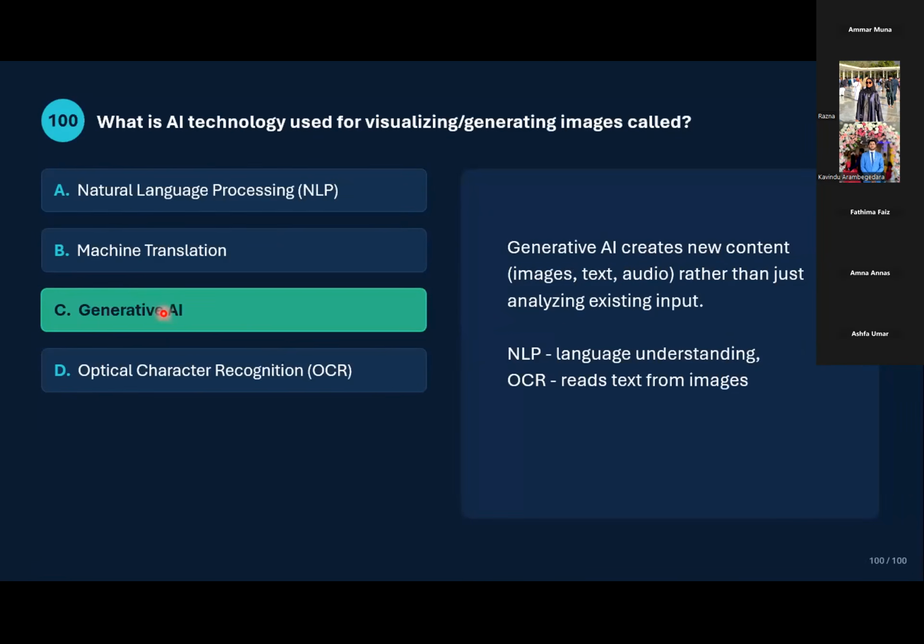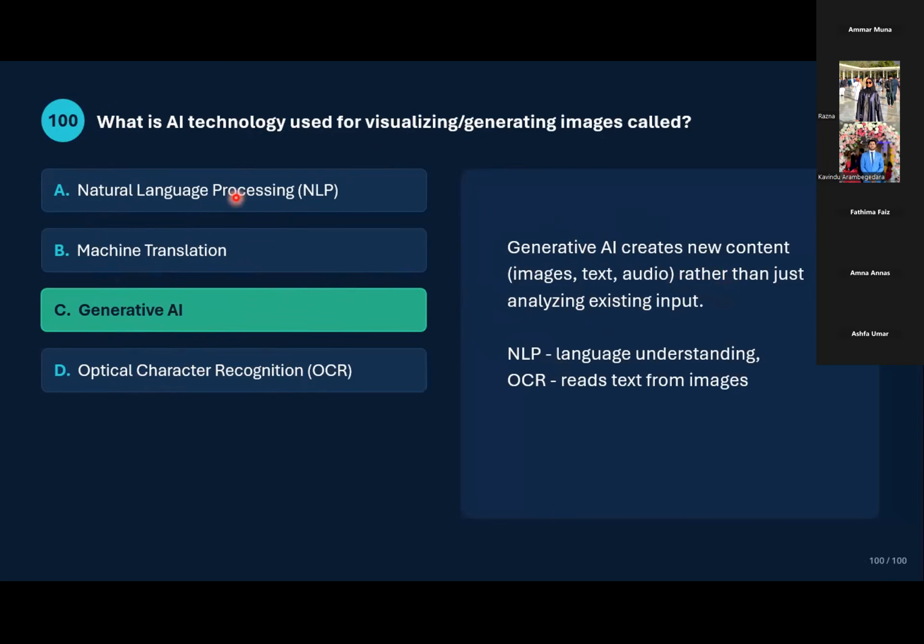And the last question, what is the AI technology used for visualizing or generating images? This one is an easy one. If you see the answers, first one is natural language processing, then machine translation, C is generative AI, and last one is OCR, optical character recognition. So we know generative AI is the one which creates new content like images, text, audio, those things. So it's the answer here.